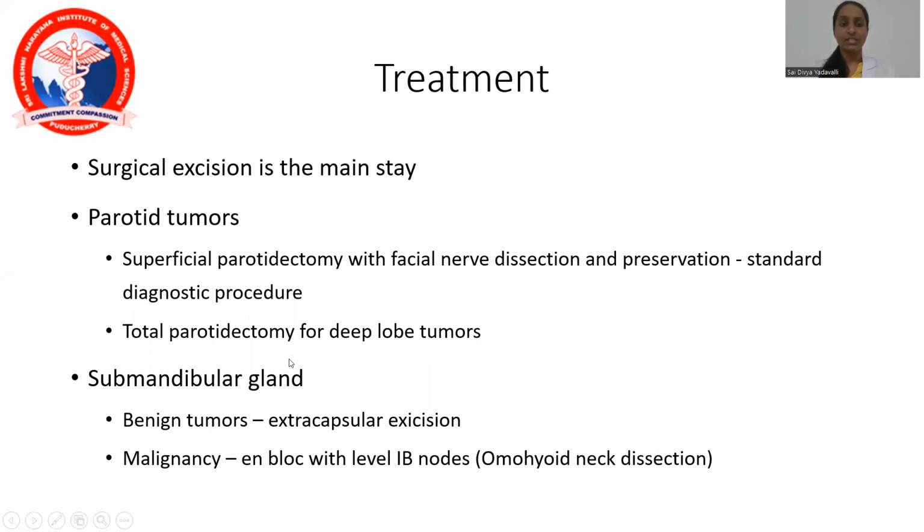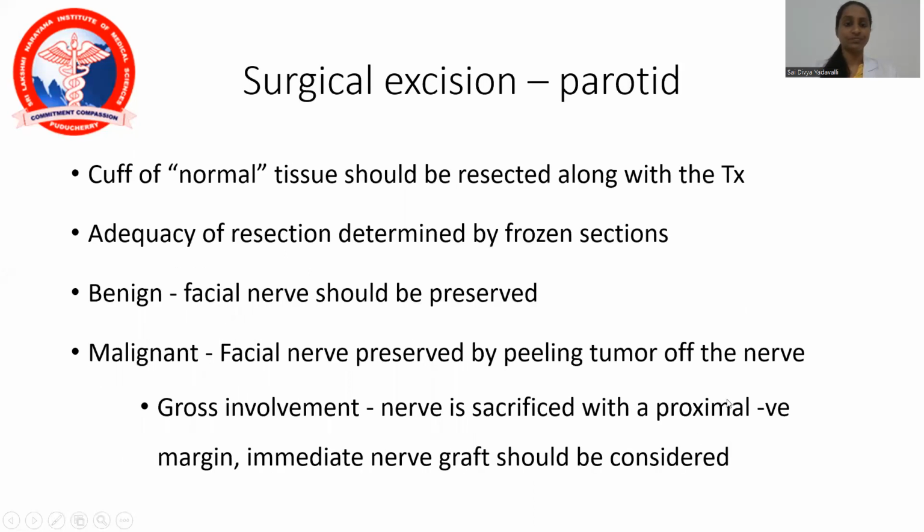For the submandibular gland, benign tumors should be excised via an extracapsular excision, and malignant tumors should be excised en bloc with the level 1B lymph nodes. This is also called an omohyoid neck dissection.